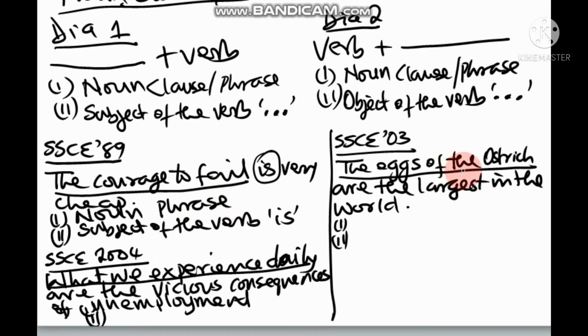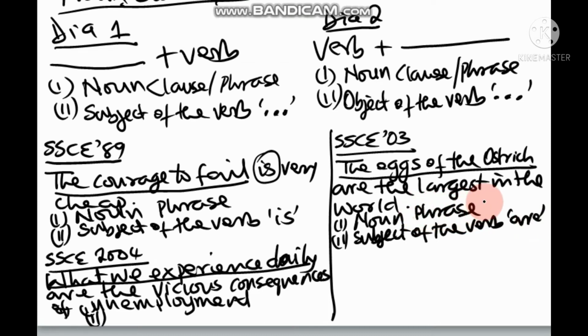Now let's see the second example. The eggs of the ostrich, underlined word, then you have a verb. Also write what? A noun. Still the same word, subject of the verb are. Go back to the underlined word. Does it contain a finite verb? The answer is no. It cannot contain any verb at all. So it is what? A phrase.